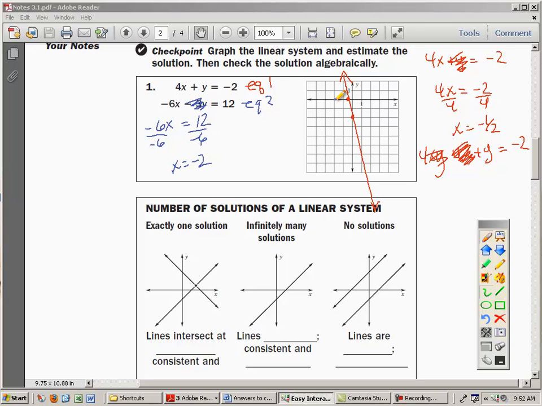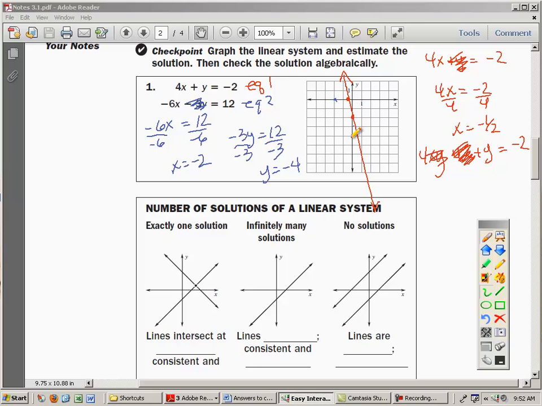So my x-intercept is at negative 2. All right. And then I'm going to find my y-intercept. My y-intercept is where x is equal to 0. So this becomes negative 3y equals 12. Divide both sides by negative 3, and y equals negative 4. So my y-intercept is at 1, 2, 3, 4, down here somewhere.